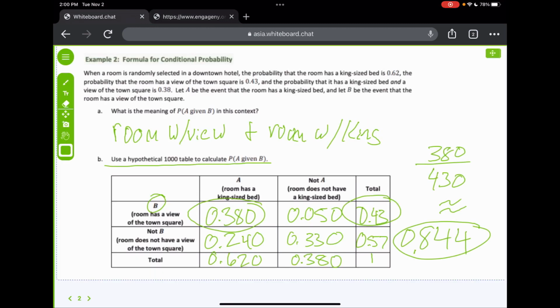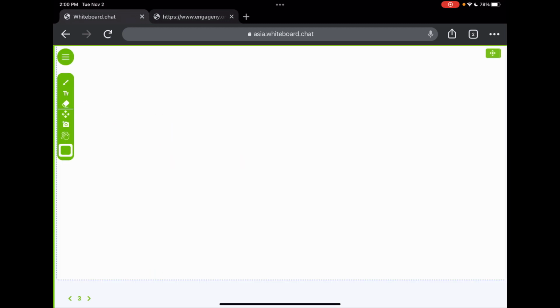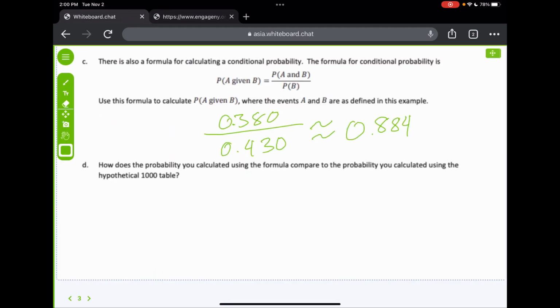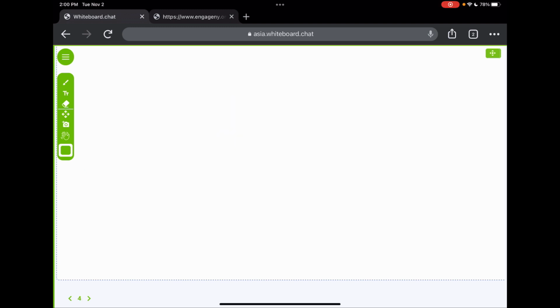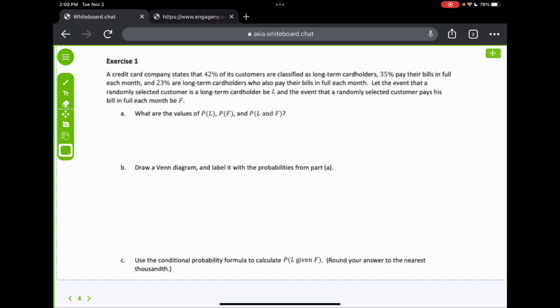But since we went ahead and did the probability, that is what we get. So D, how is the probability you calculate using the formula? Well, it's exactly the same. So you can use the hypothetical 1000 or you can use the probabilities. All right, let's look at exercise 1.